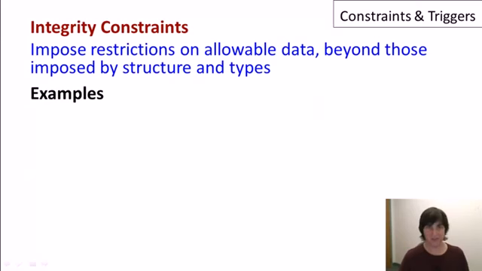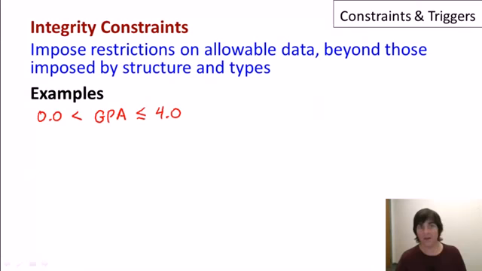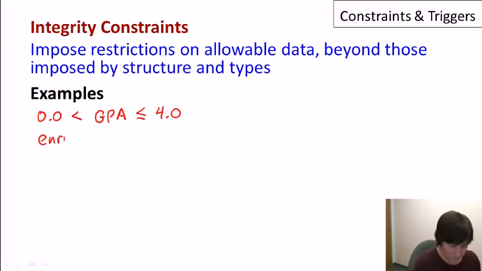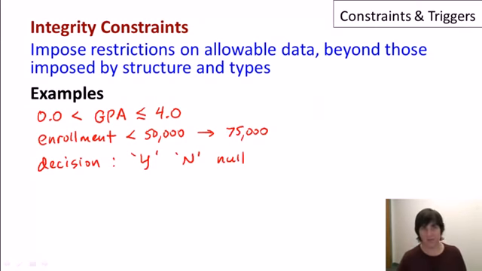So let's look at a bunch of examples, and these are in the context of our student and college database. A simple example might say that when we have a GPA value, the GPA must be greater than 0 and less than or equal to 4.0. Another example might say that the enrollment for our colleges must be less than, say, 50,000. Well, actually, for some universities, it might be more like 75,000. We might have that the decision attribute in our application table is either the value yes or y for yes, or the value n for no, or maybe null is allowed. So that could be a constraint.